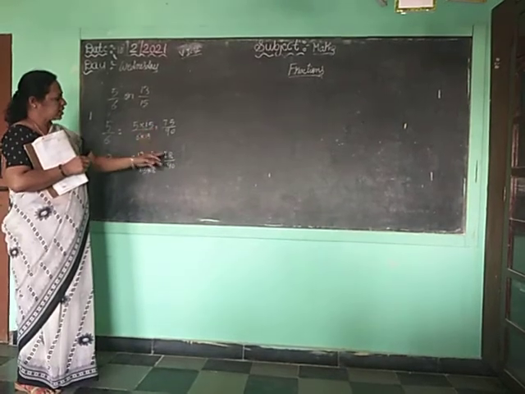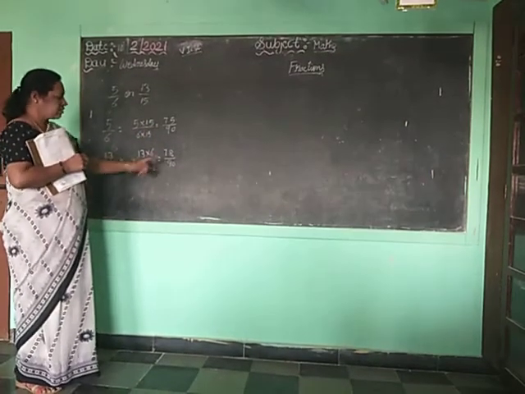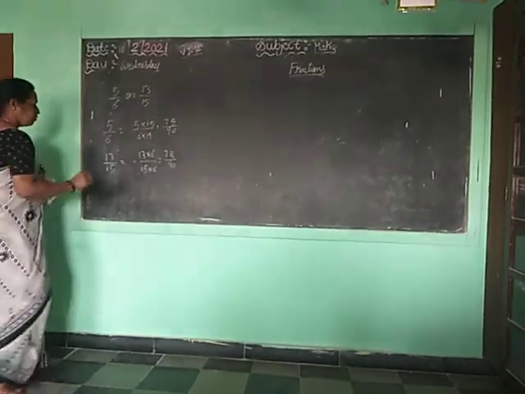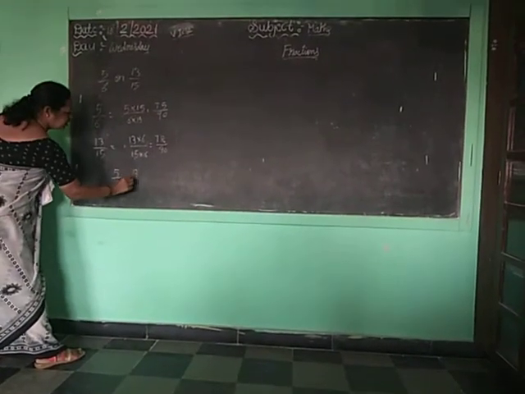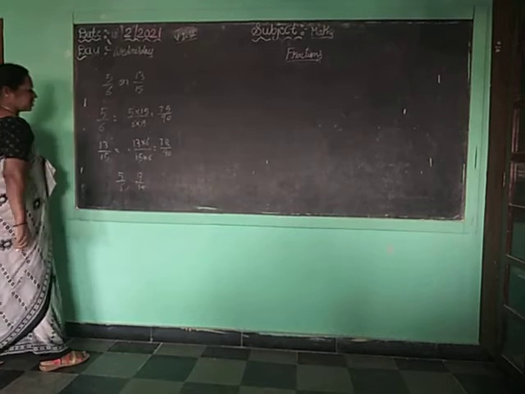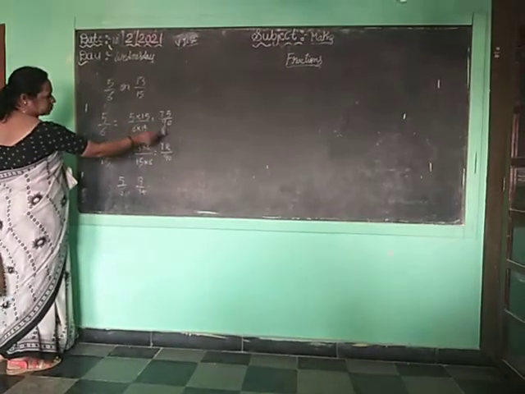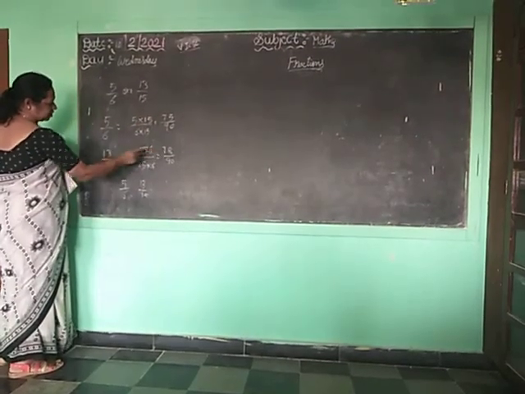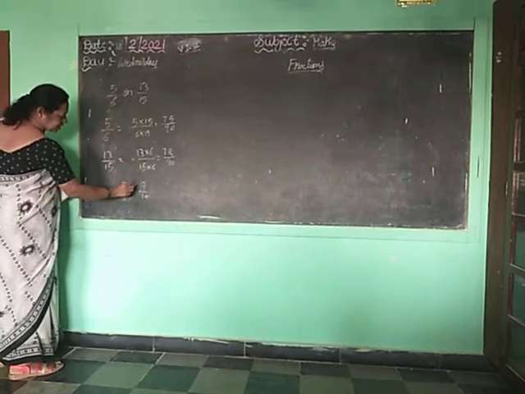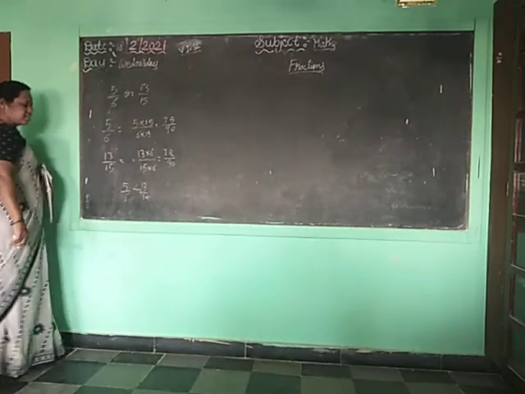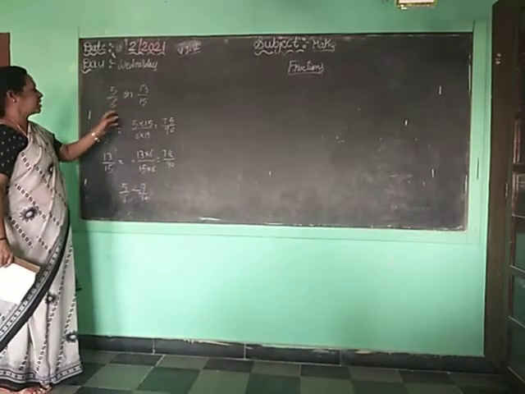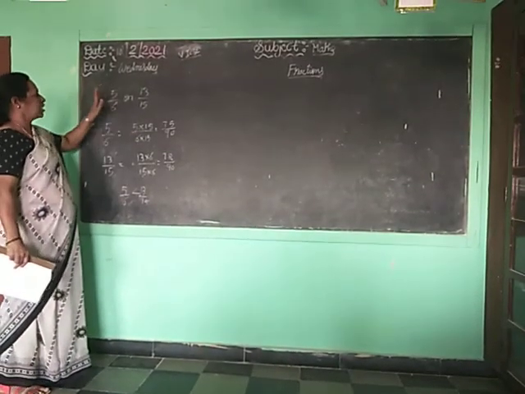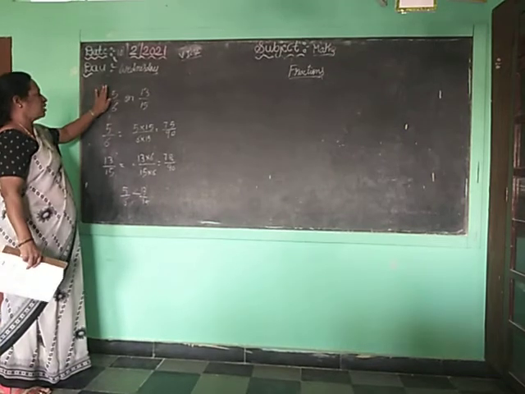So is 75 greater or is 78 greater? 78 is greater. So 5 by 6, then 13 by 15. Which one is greater, children? This one is greater. Compare these two fractions. So 13 by 15 is greater than 5 by 6. Okay. So how can you compare them? Make the denominators the same. So you have to make the denominator common. What do you have to do?